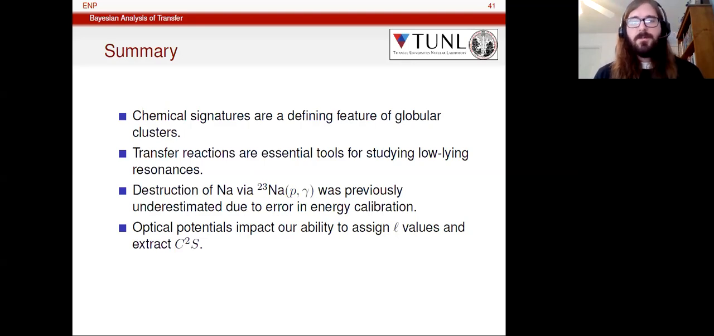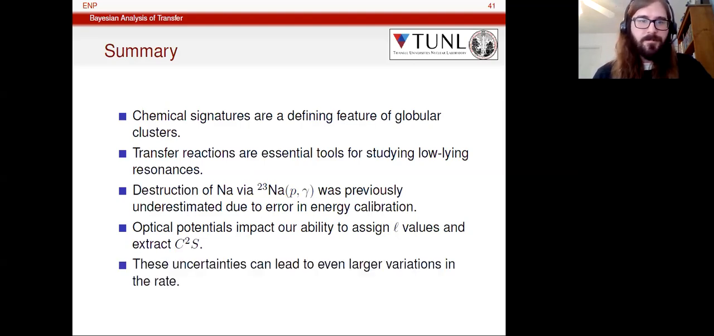Optical potentials propagate all the way through our reaction theory to ultimately the amount of sodium produced in our network calculations. And these uncertainties can be huge in the very specific case of one isolated resonance with an unknown L value.